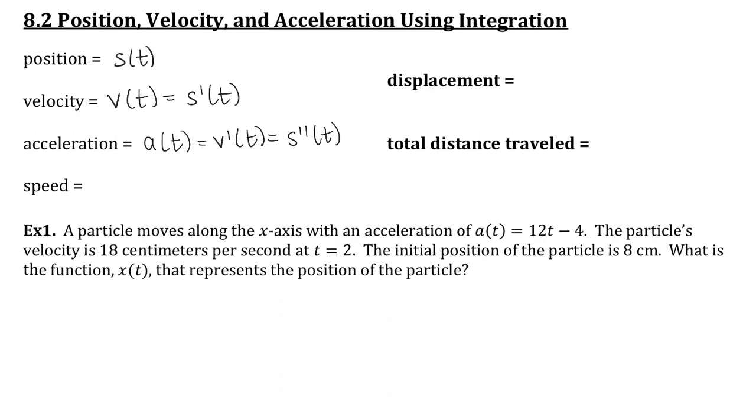Okay, speed was related to velocity, except speed was always positive because it didn't matter which direction you were going in. So speed was the absolute value of velocity.